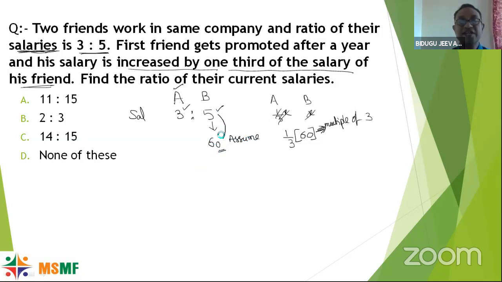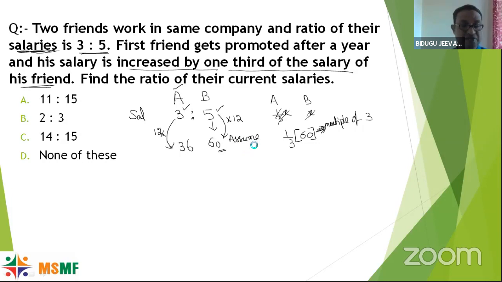How many times is it? 12 times, right? If you write 12 times, his salary is 36. Of course, this gives the ratio of 3:5. 12 3s, 12 5s. Fine. I'm not going to deviate from the given statement. The assumption we can take as 60, which must be a multiple of 3.